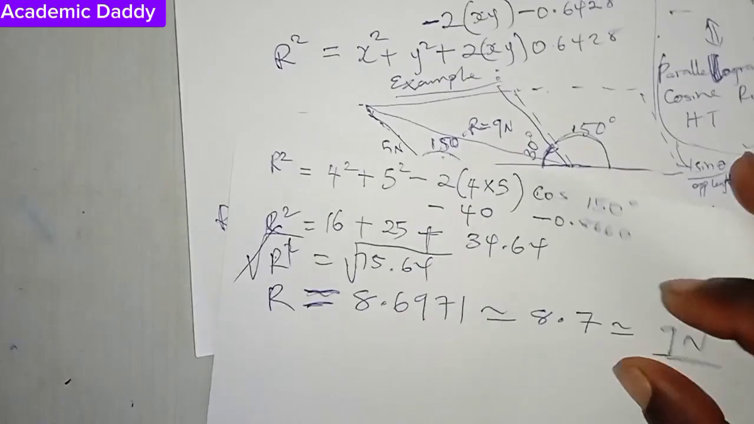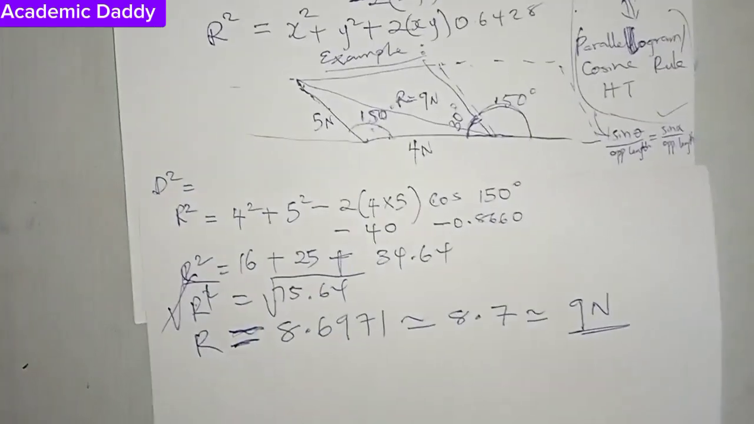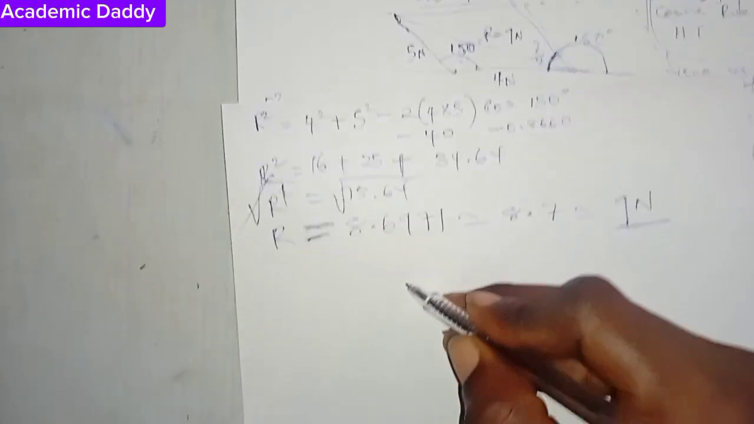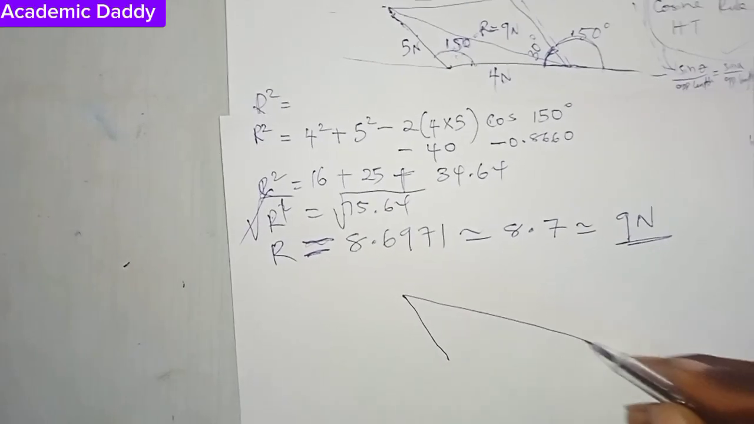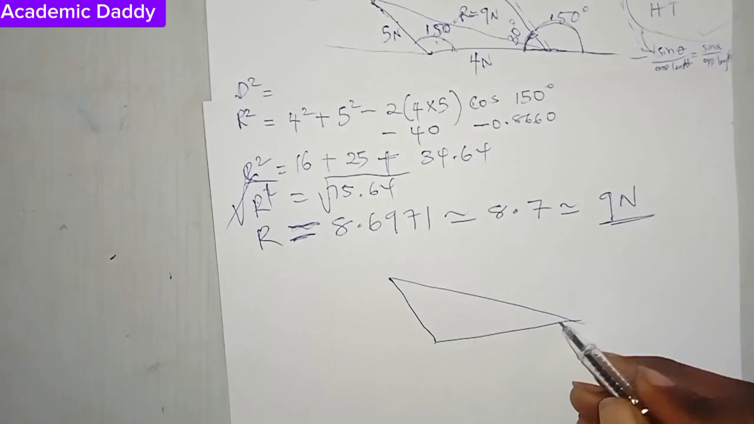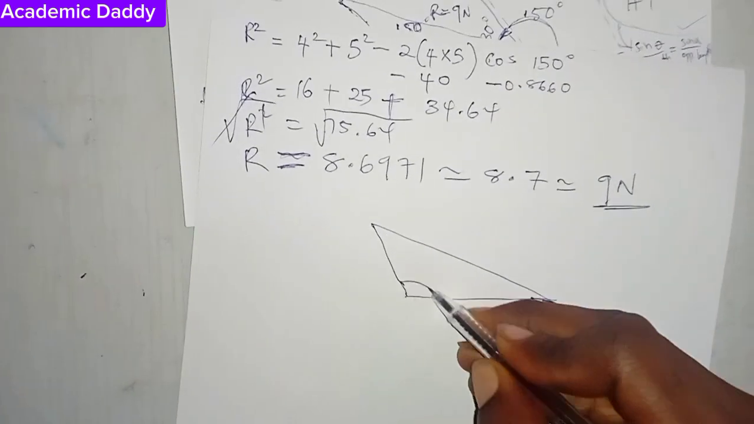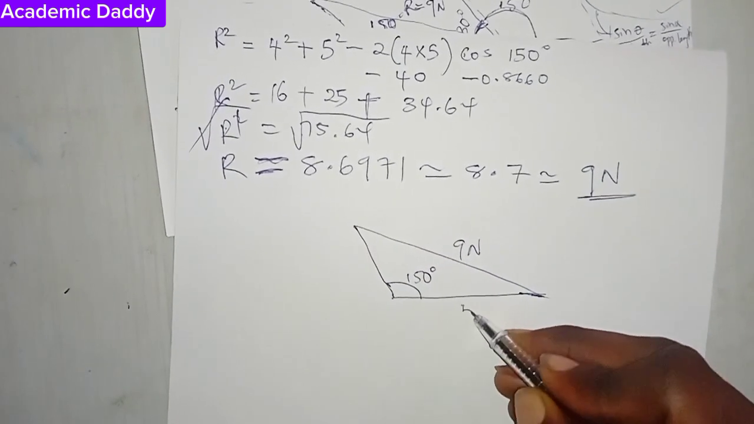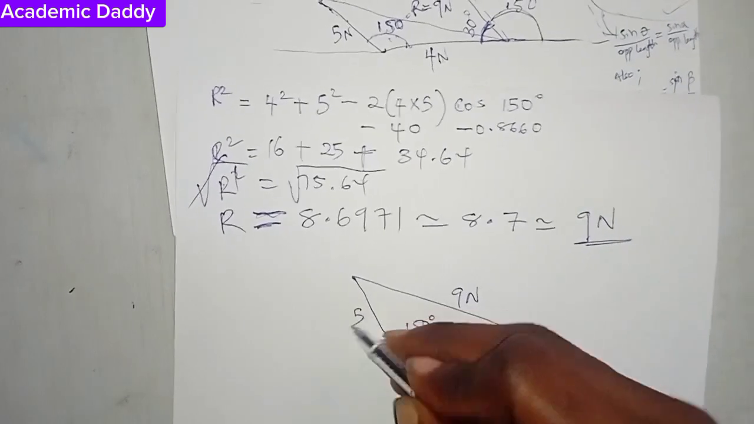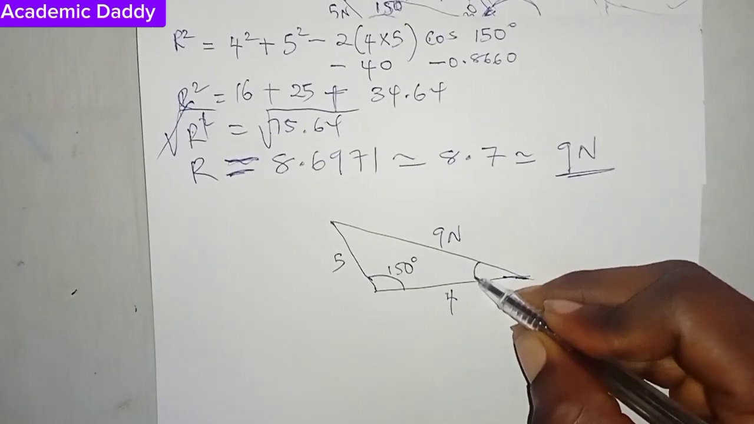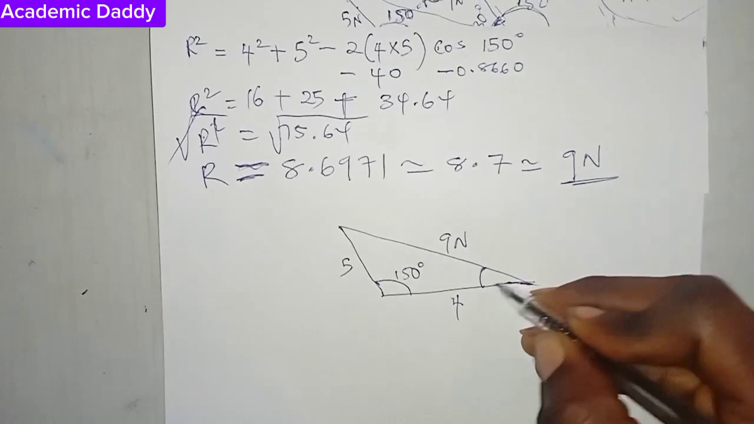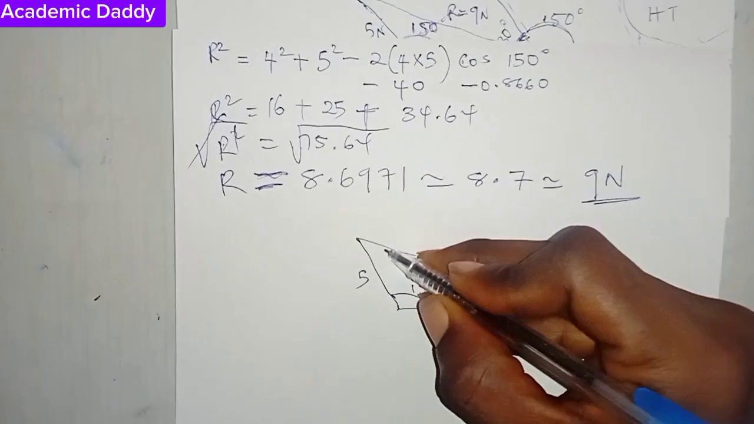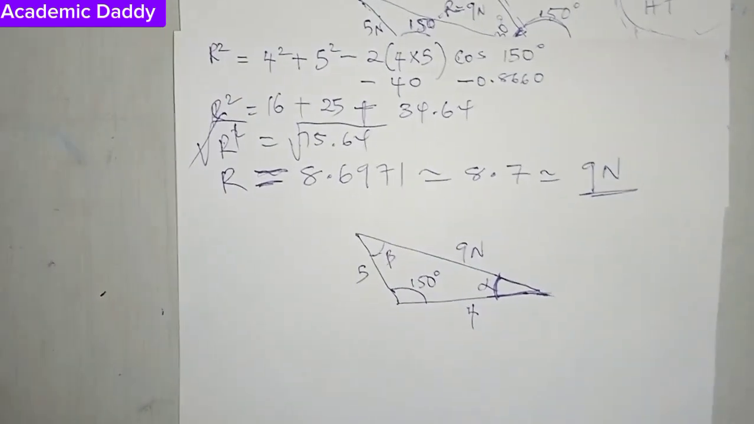R is equal to 9 Newton. Very important. They can ask you what is the direction, or they say what is the angle between the vector and the resultant. The angle between this vector, let me call it alpha. The angle between this one, let me call it beta. So you'll be able to find it.